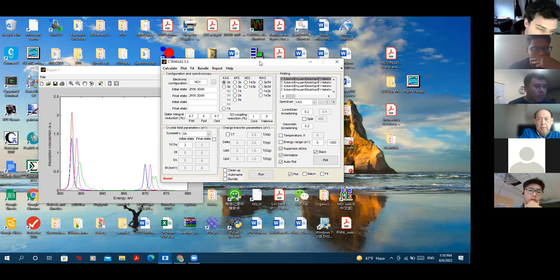What version of CTM4XAS are you using? I think just the latest one I downloaded, 6.1. Yeah, the latest 6.1 one. Okay.